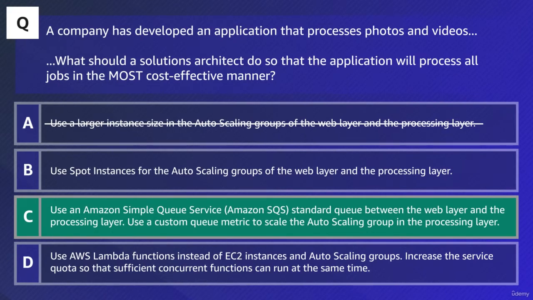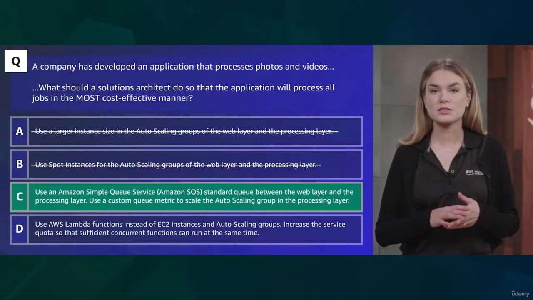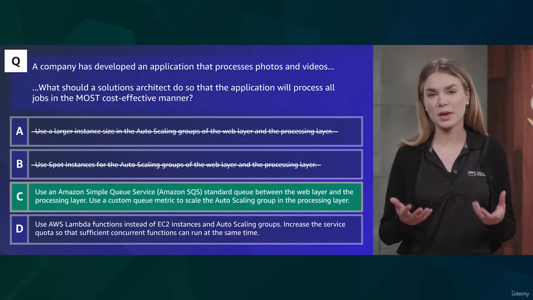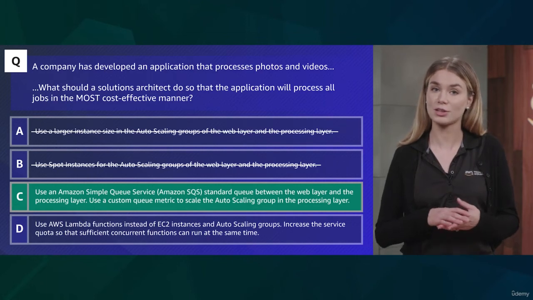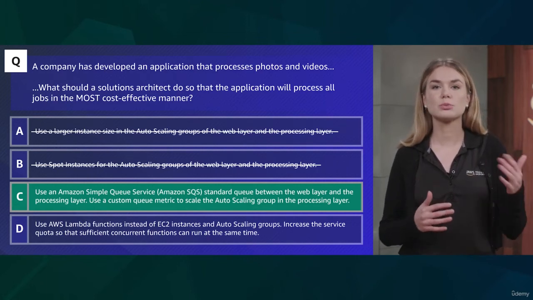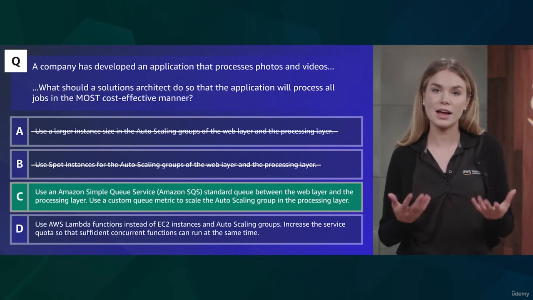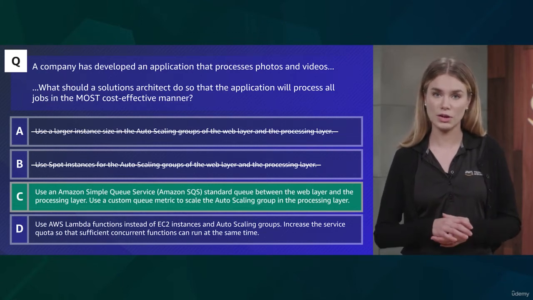Next up is B. Use spot instances for the auto-scaling groups of the web layer and the processing layer. For this response, it may at a first glance seem like a good answer. Spot instances are more cost-effective than on-demand instances, so you may be tempted to choose this response based on that alone. But taking a deeper look at this response, you will see it does not actually solve the problem set up for you in the question.